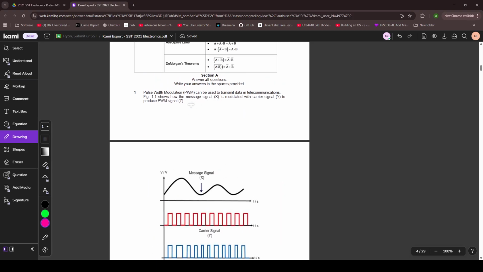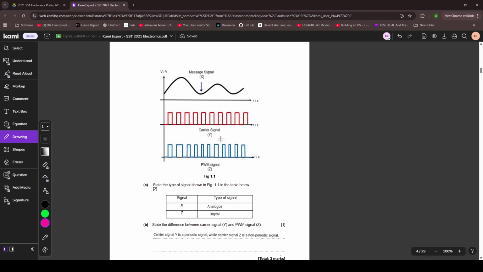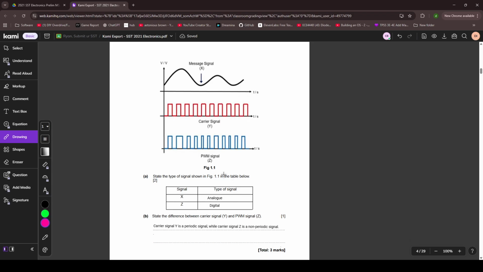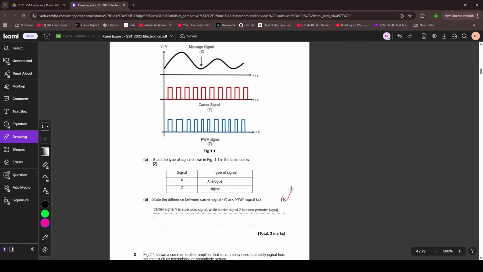But anyway, state the type of signal shown in 1.1. X is analog. I guess that makes sense. Z is digital. Yeah, that should be right. So you get this.